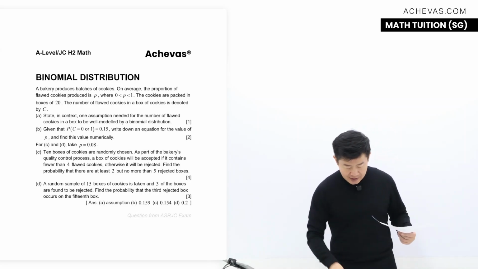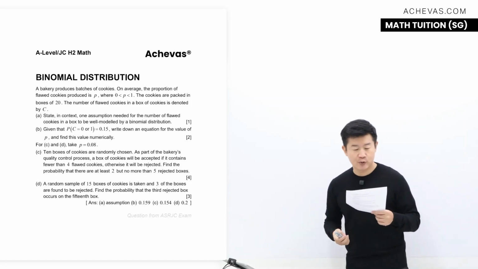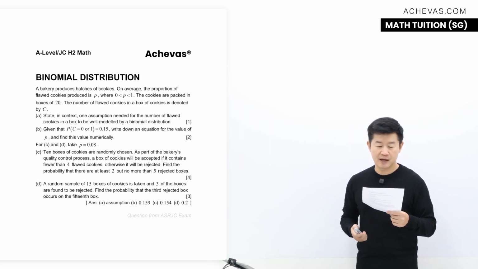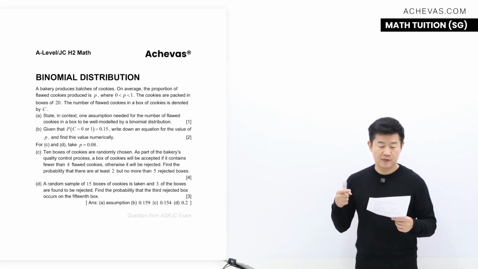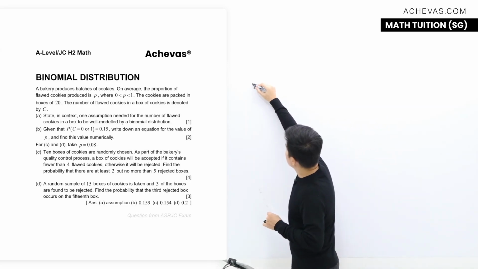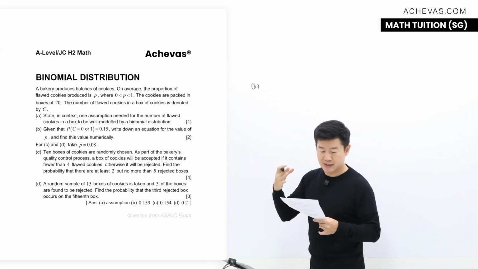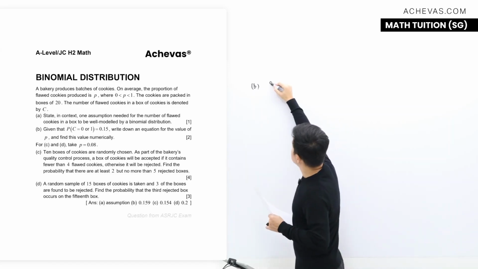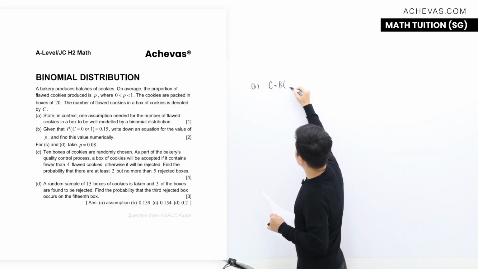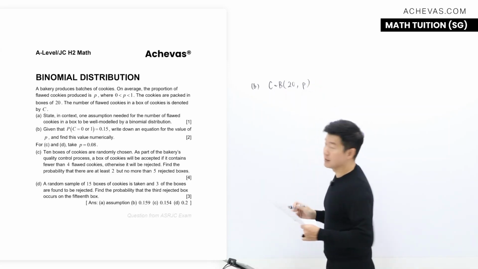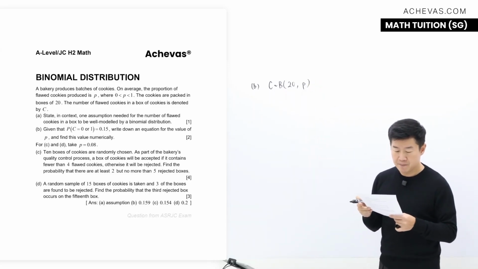Part B, given that the probability that C is equal to 0 or 1 is equal to 0.15, we want to write down an equation for the value of P, and then solve for the value of P numerically. According to the question, and assuming that all the conditions we talked about in part A are satisfied, C follows a binomial distribution with the number of trials 20, and the probability of success P.